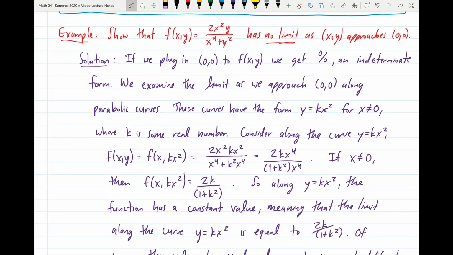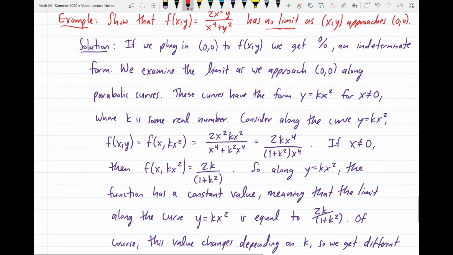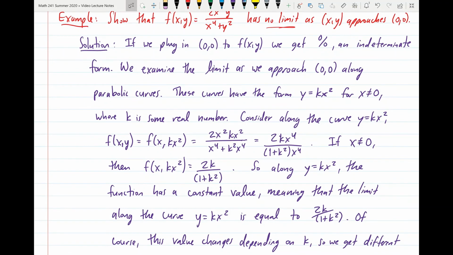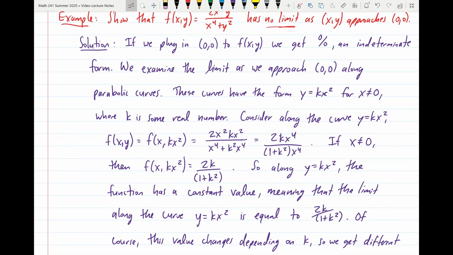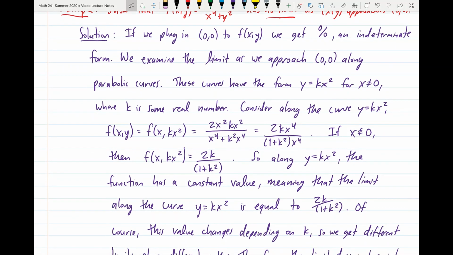So we are actually going to examine the limit as we approach the origin along parabolic curves. In the other example, we approached the origin along the line x equals 0, and I talked about approaching the origin along the line y equals 0, so going down towards the origin. In this case, we're going to talk about approaching the origin along parabolas.